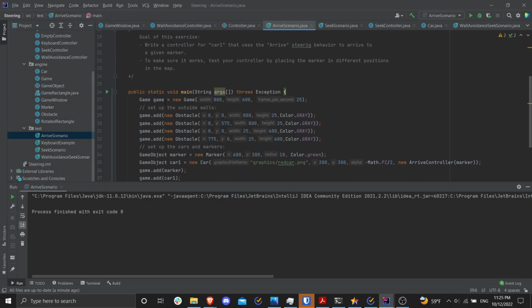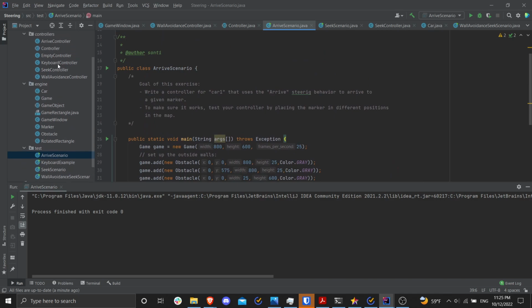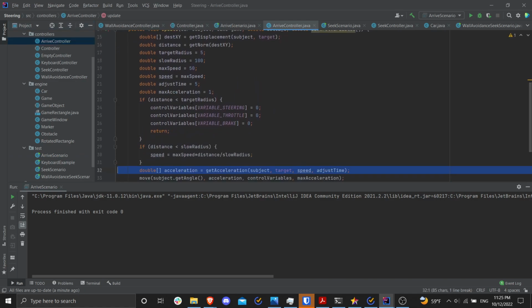There's a slow radius where the thing slows down, which I implemented like this. So it slows down when it enters the slow radius. When it enters the target radius, then it sets everything to 0. Yeah, and these are my parameters.